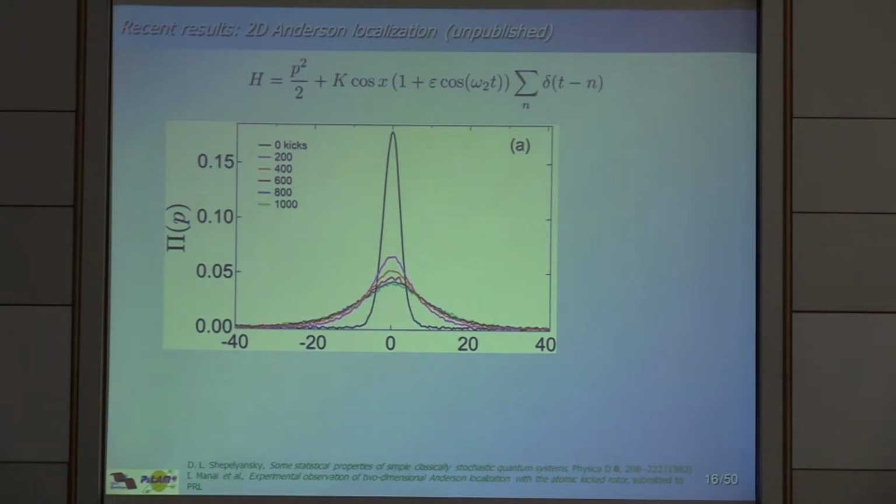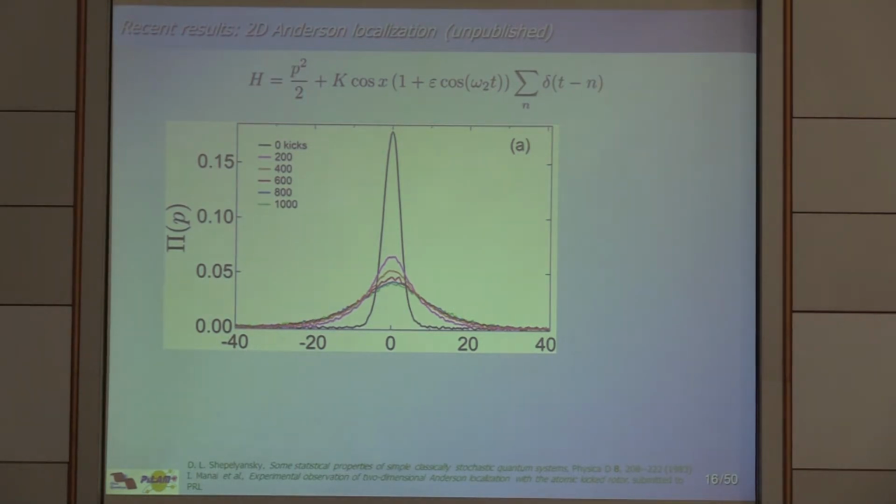So we can also see that. This is just numerical distributions for different number of kicks. These are 2D models, so we have only one frequency here, not anymore two, because otherwise it will be 3D. And this is typically what we see. At 0 kick it's well localized, and then it becomes larger and larger. This is exactly what's expected.